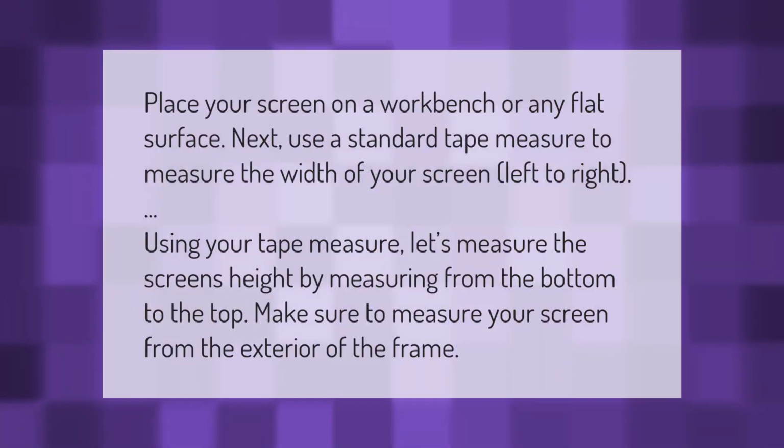Make your mark, take our lead. Place your screen on a workbench or any flat surface. Next, use a standard tape measure to measure the width of your screen, left to right. Using your tape measure, let's measure the screen's height by measuring from the bottom to the top. Make sure to measure your screen from the exterior of the frame.